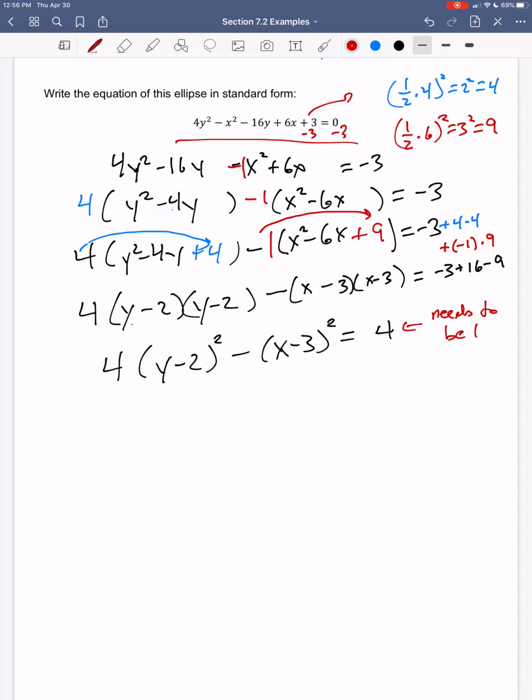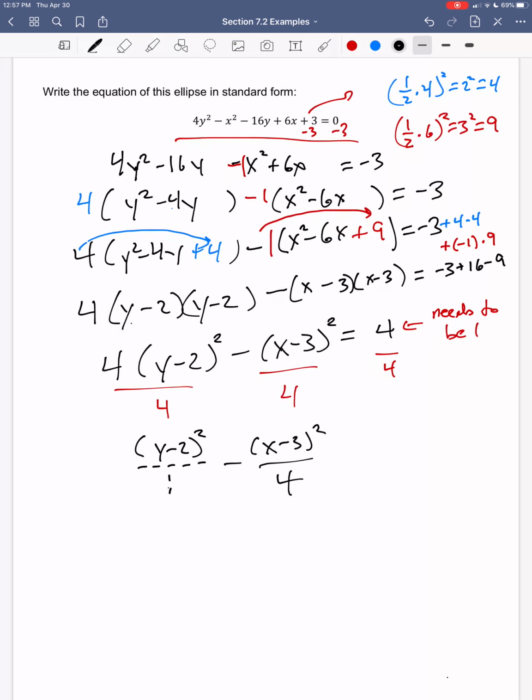What I want is that 4 needs to be a 1. So I'm going to divide by 4. But that means both parts here get divided by 4. And when I divide, 4 goes into itself once. I get y minus 2 squared. Now, I don't have to write this, but I can say over 1 if I want. Then I get minus x minus 3 squared over 4 equals 1. And that now is in my nice form.